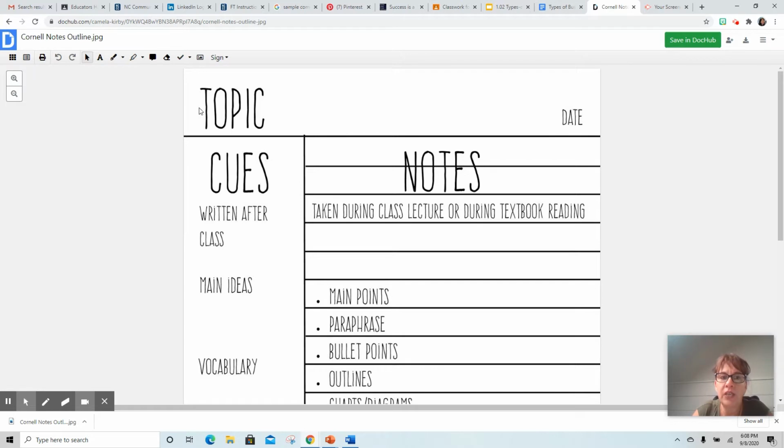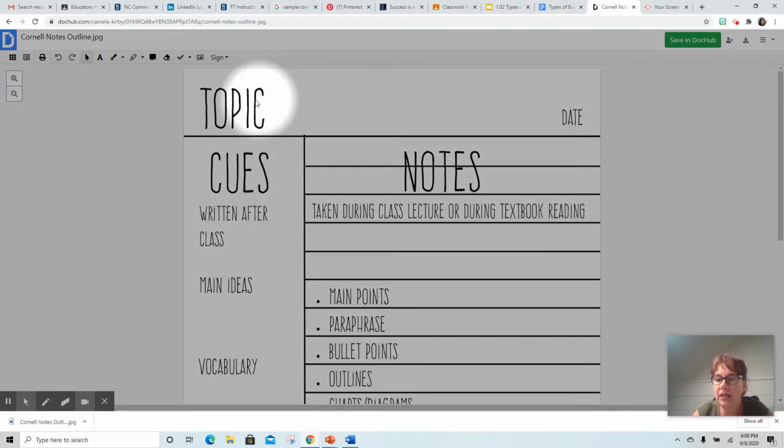So if you look up here, it shows you that your topic, in this case, our topic would be types of business formats. And then we have our cues here on the left and our notes on the right, along with our date. So when it's referring to your cues, it's written after we've started the lecture. In this case, I can tell you your first cue is going to be sole proprietorship, followed by the main ideas, which the main ideas are going to be, for example, advantages or disadvantages.